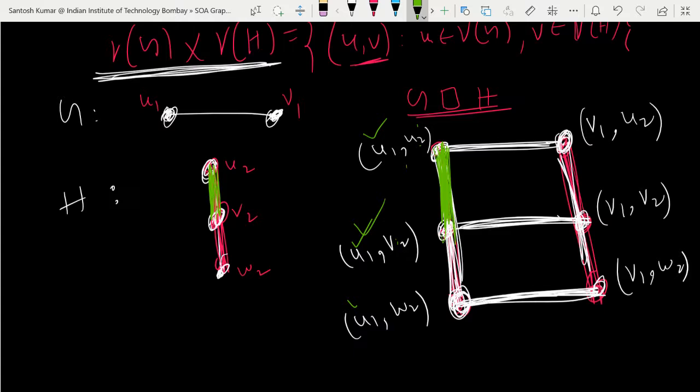Again you see u1 and u1. So the second is v2 w2. So v2 w2 is an edge in H.